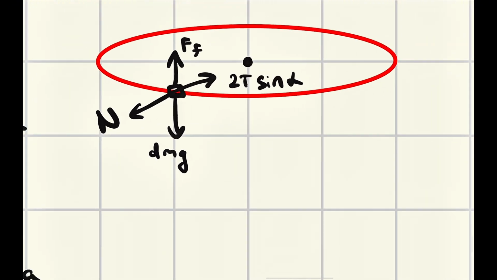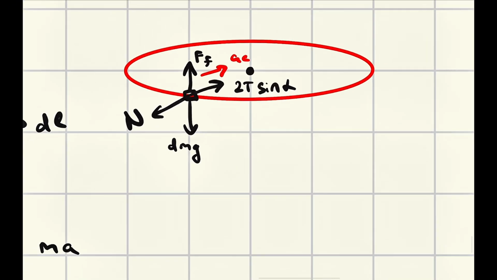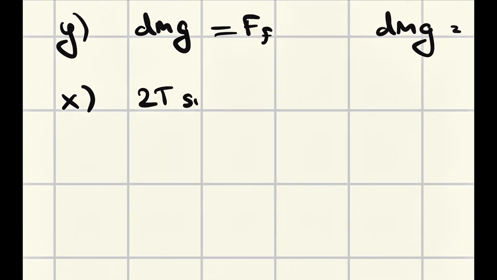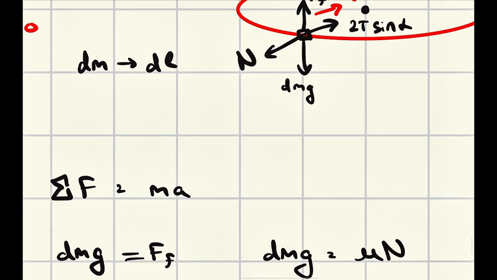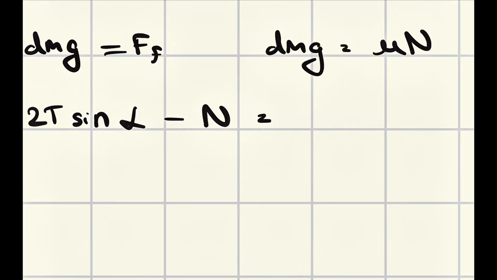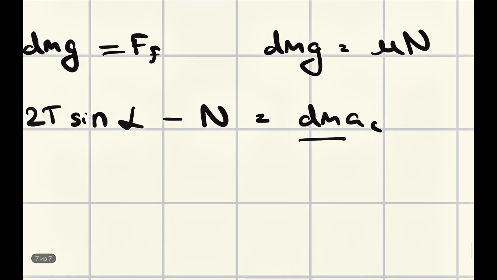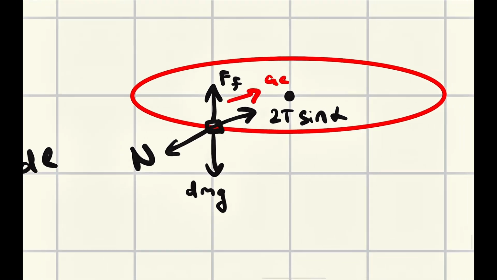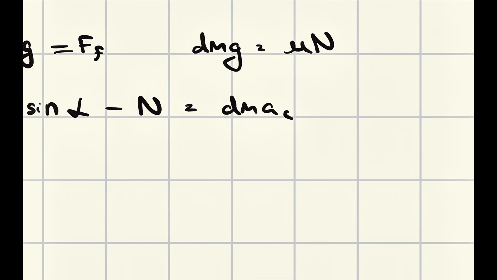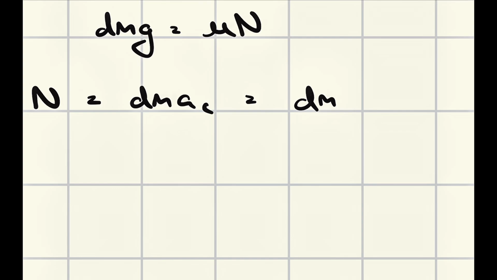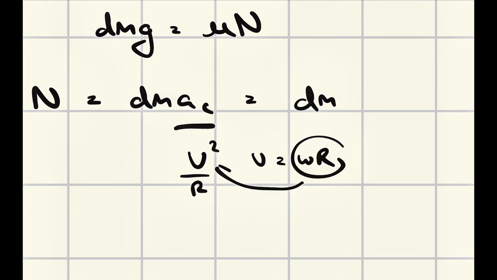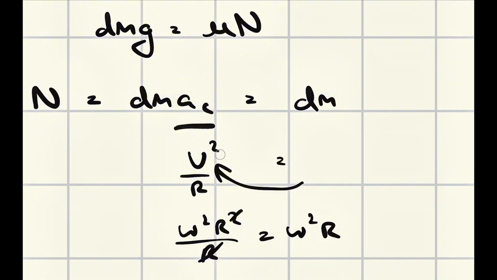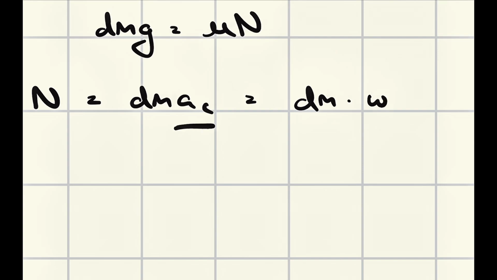So if our centripetal acceleration AC goes inward, and 2t sine alpha is in the same direction, we write it first. It's going to be 2t sine alpha minus N, because normal force acts against it, and it's equal to dm AC, because we are working with small dm. AC is important because it's centripetal acceleration, not just a regular acceleration. Centripetal acceleration has its own formula, v squared divided by r, and we know that v is equal to omega r. If we put it here, it becomes omega squared r squared divided by r. We can cancel one r, and we have omega squared r. So our centripetal acceleration is just omega squared r.